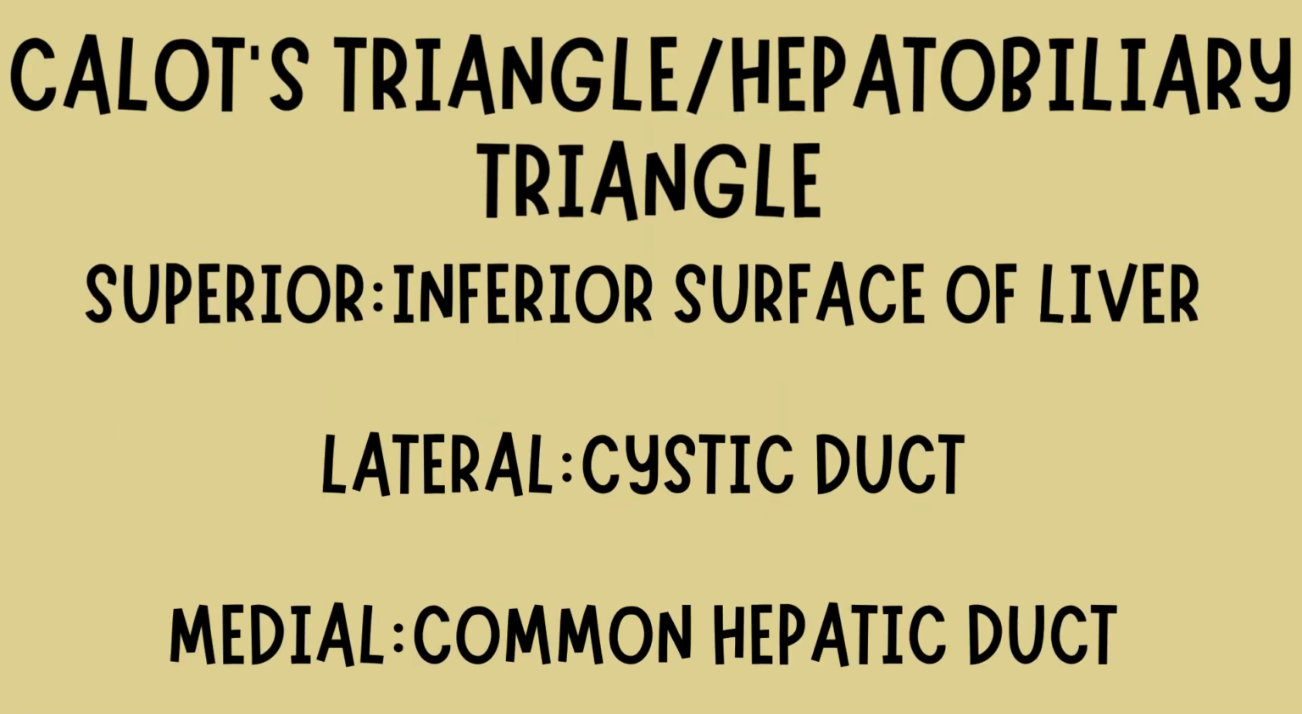What is Calot's triangle or hepatobiliary triangle? It's very important from a surgical point of view. It consists of three borders. The superior border is formed by the inferior surface of the liver. The lateral border is formed by the cystic duct, and the medial border is formed by the common hepatic duct.